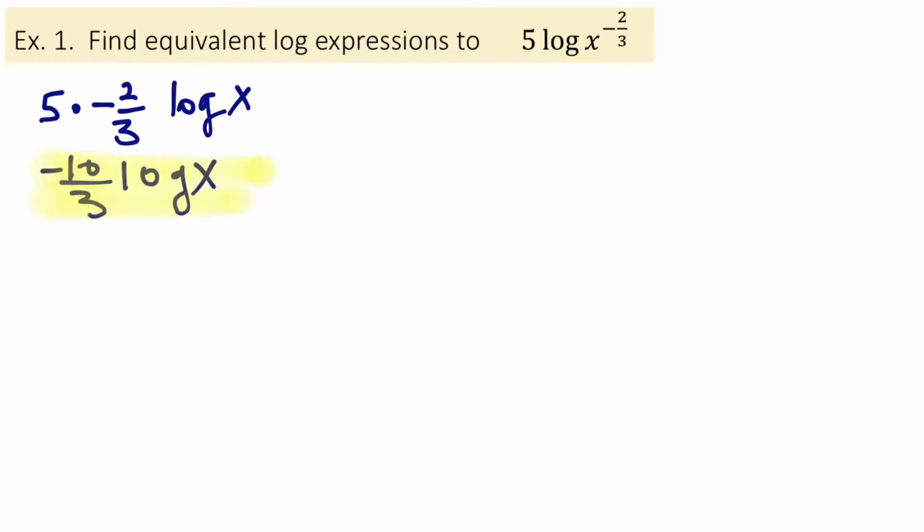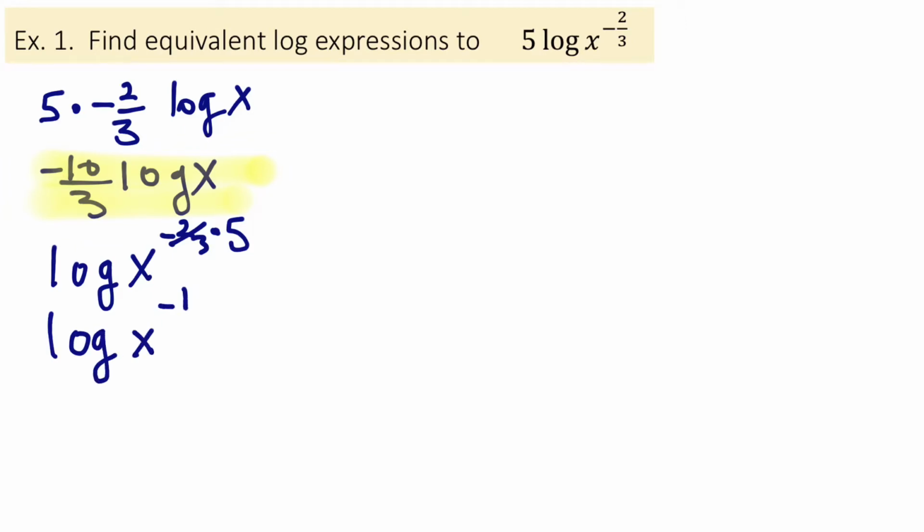Or you could take the 5 and put it back up top to be with the negative 2/3. So we would get log of x to the negative 2/3 times 5. So that would be log of x to the negative 10/3, where it's up there.